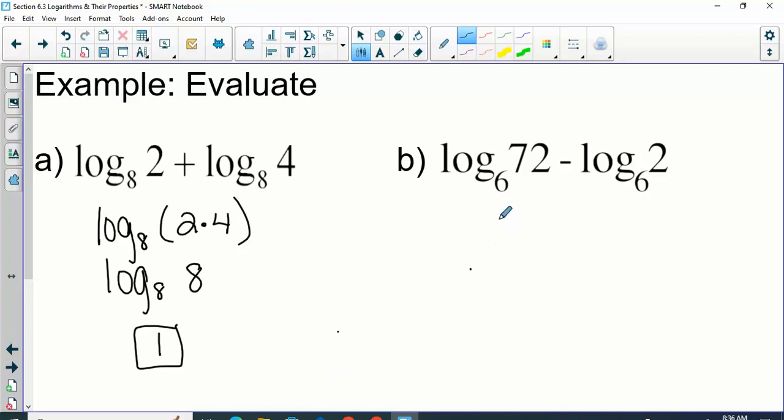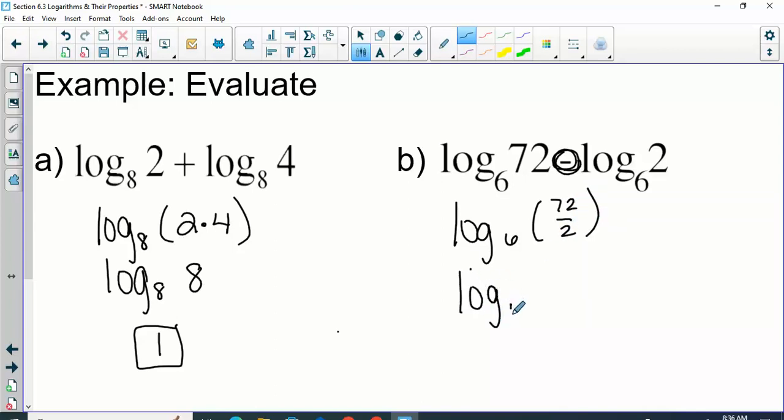Careful. These are subtracted. So how do we put them together? So this means 6 to what power equals 36? And that is 2. Alright.